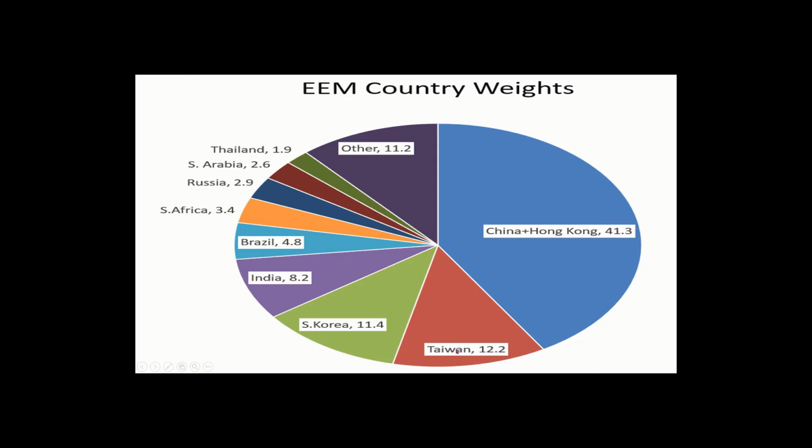Then Taiwan at 12, South Korea at 11, and everything else. Now, the important thing is these three make up about 2/3 of the index. South Korea, Taiwan, and China. 2/3 of the index.